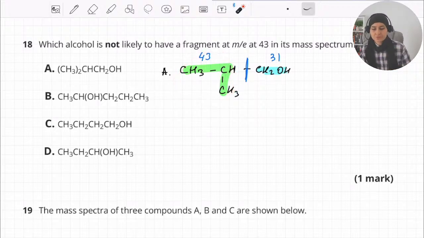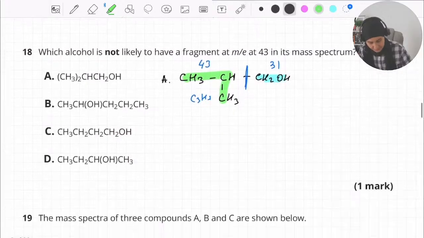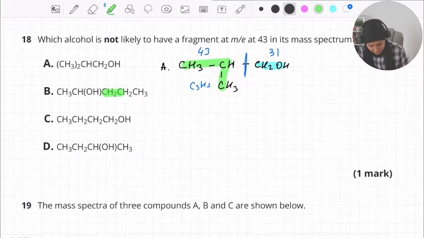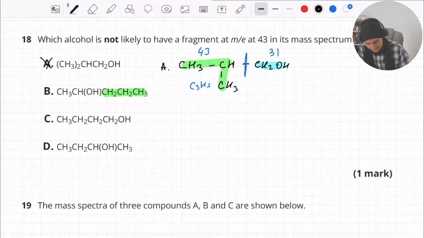And I have to do this for all the molecules. So you have to redraw them if you need to, and then check whether you would have these fragments. But because I already know that C3H7 has this molar mass, I know that the second molecule in B also has this fragment. You see this one is also C3H7, so I don't even have to redraw it. I can see that this molecule does have this fragment. So it's not A, not B.